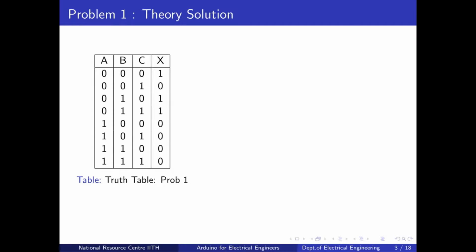Theoretical solution for problem 1. So, let us write a truth table for the given problem. A, B, C are the inputs and X is the output. The X output is given by the Boolean function in the numerical.